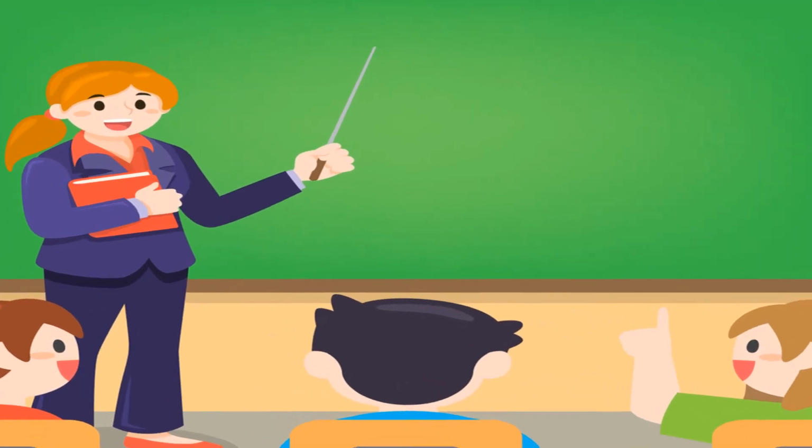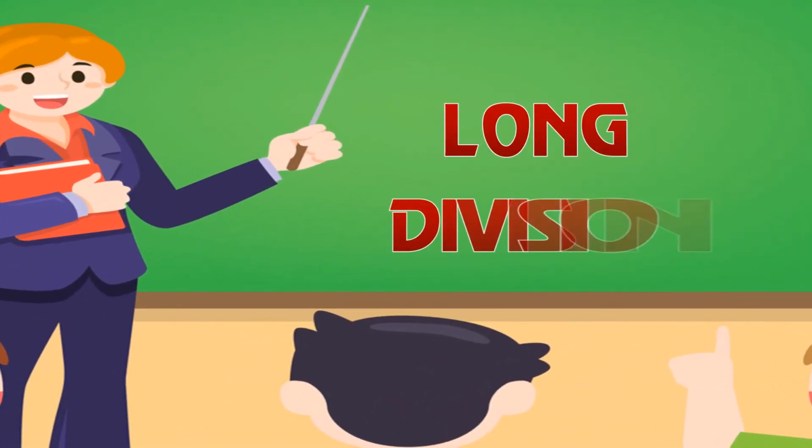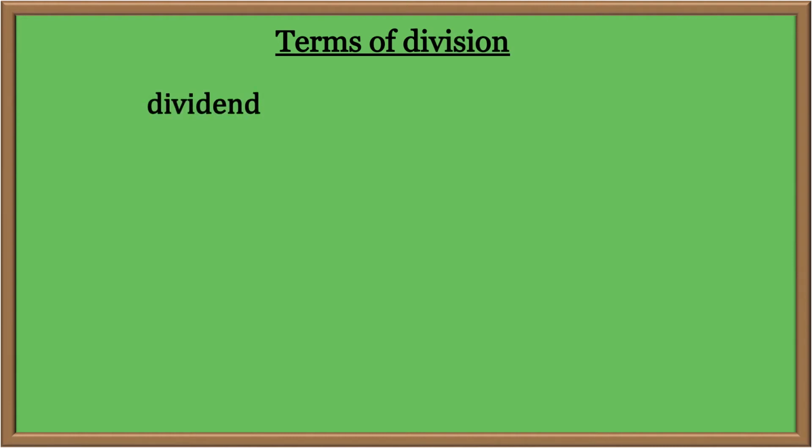Hello children, today we are going to learn long division. But before that, let us quickly revise the terms of division. The terms used for the numbers in division are dividend, which is the number that is being divided, the divisor, which is the number that is dividing the dividend, and quotient, which is the answer.